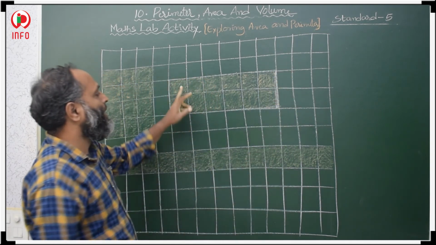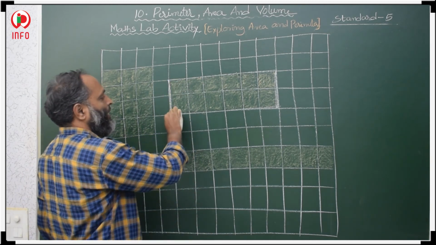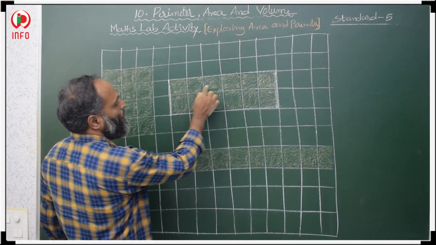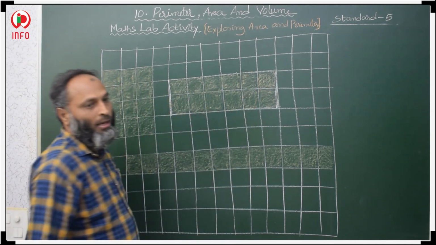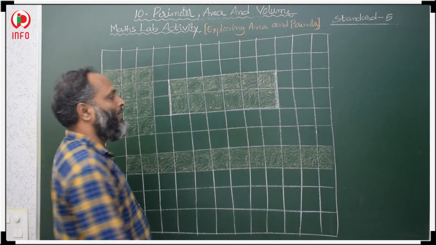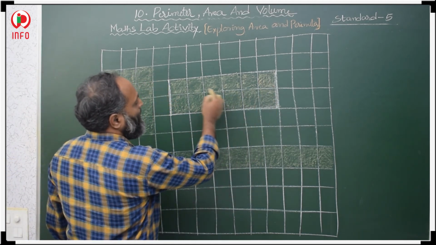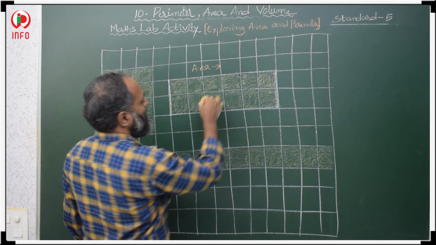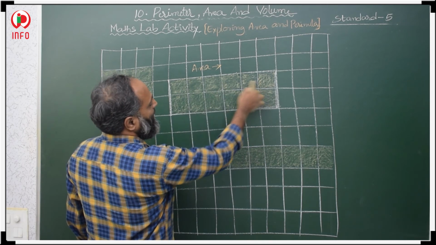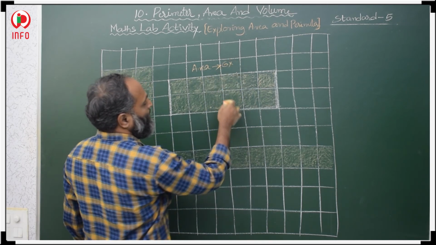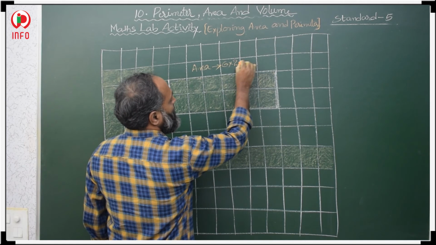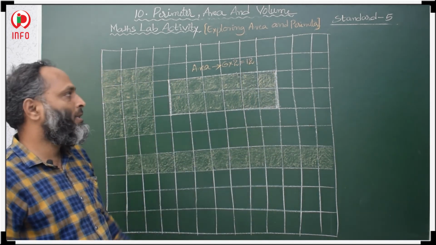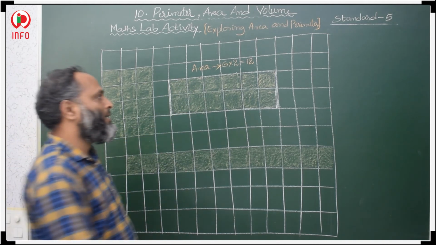What is the area of this rectangular portion? So see here. How many boxes do we have? 1, 2, 3, 4, 5, 6. Lengthwise we have 6 boxes. Breadthwise we have 2 boxes. Means area of this is equal to length into breadth. Length 6 boxes and breadth 2 boxes. 6 2s are 12. Total 12. This is the area, in square units.